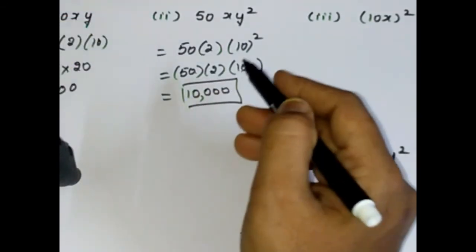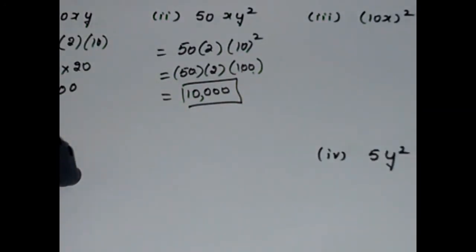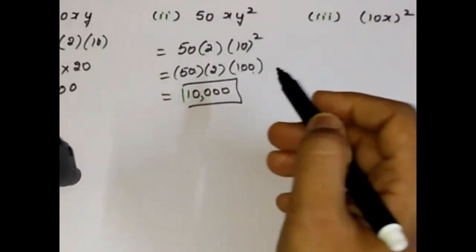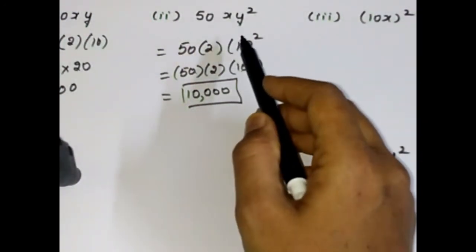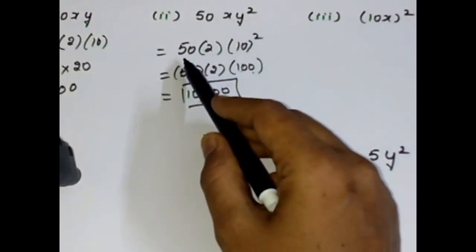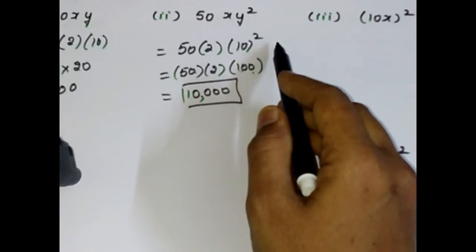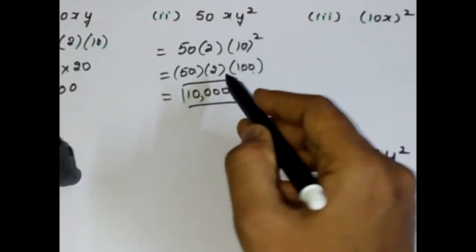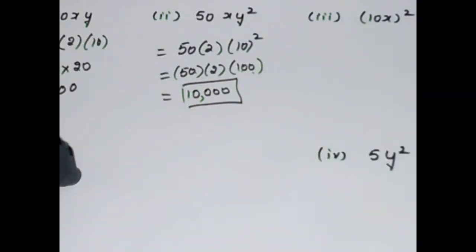10,000. If you are not able to do it directly children, just do it in your margin, cross check and then come back. Okay. 50xy square. 50 into 2 into 10 whole square. That is 50 2s are 100. 100 into 100 is 10,000.